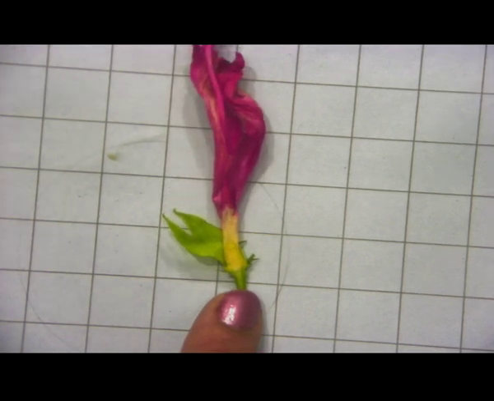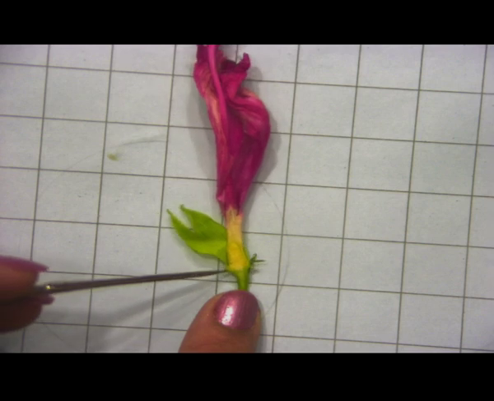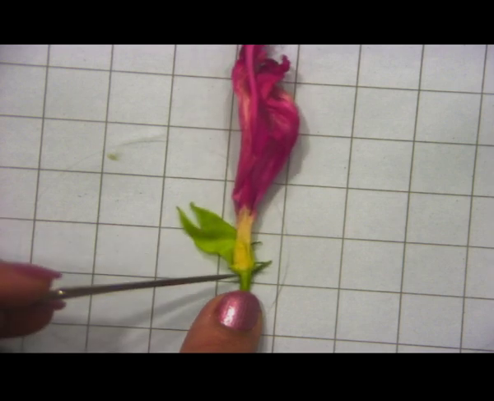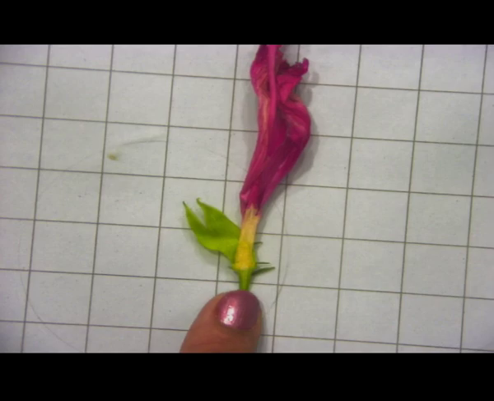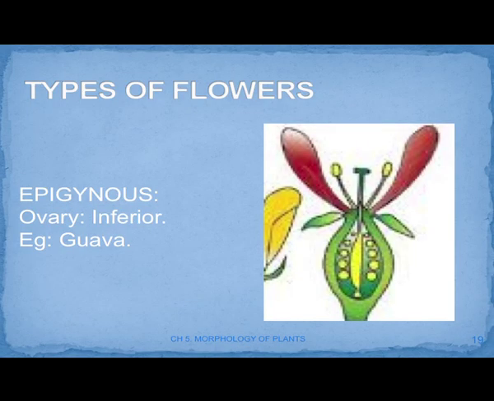Can you see here? This is the base of the ovary and the other structures, the calyx, the petals, everything is arising from the base of the ovary. So, this makes this ovary superior. Try to dissect as many flowers as you can and find out on your own whether they have superior, inferior or semi-inferior ovaries. This will help you to understand the concept better, and also you will not have to cram up the names of the examples.